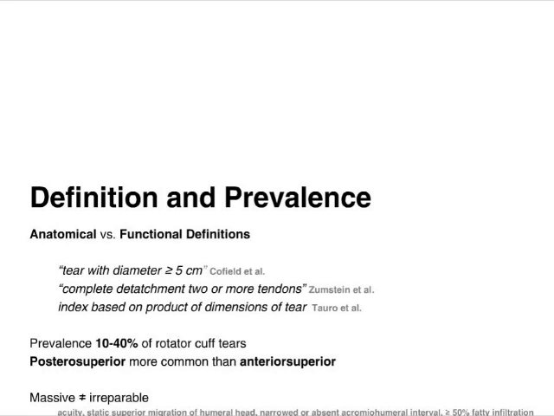A massive tear does not mean that a tear is irreparable. Some of the factors that come into play there are the acuity of the tear, whether there's been superior migration of the humeral head, evident on X-ray, a narrow or absent acromiohumeral interval, and greater than or equal to 50% fatty infiltration.